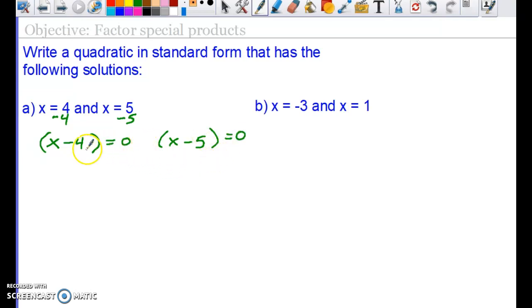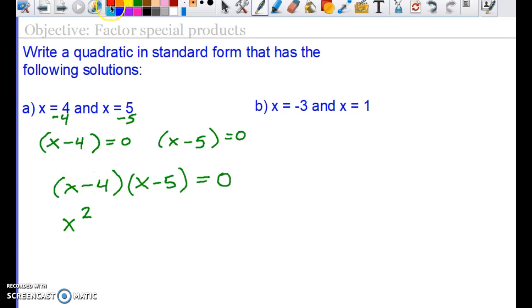So those are the two factors that would have led to my answers of 4 and 5. That means if I were to multiply those back together, remember, before we were factoring, or basically separating into a product of two different binomials. So now what we're going to do is multiply them back out to get what the quadratic was to start with. You can think of this as moving backwards.